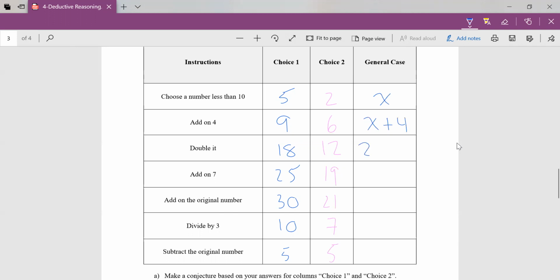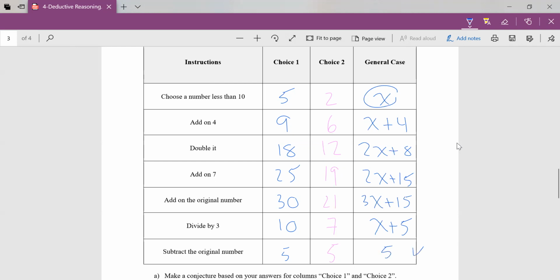Double it. Make sure you multiply both of them by 2, 2x plus 8. Add on 7. 8 plus 7 is 15. Add on the original number. Well, our original number is x. So that would be 2x plus 1x is 3x, the kids tell me. Divide by 3. That's x plus 5. Divide them both by 3. Subtract the original number, which was x. x minus x is 0.